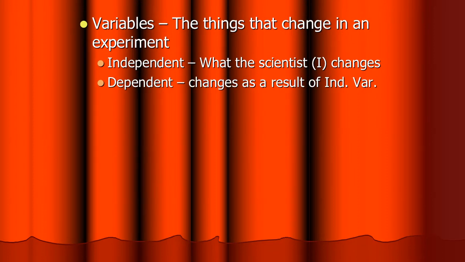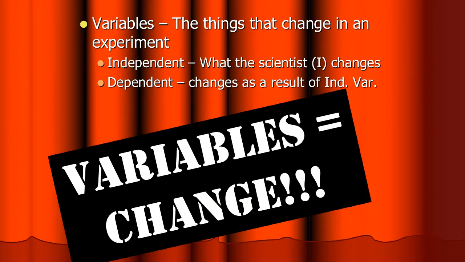And then there's a dependent variable. The dependent variable changes as a result of what happens with the independent variable. So this is the thing that kind of changes at the end of the experiment. We'll go over these in just a second, but please remember that variables equal change. The word variable means change, so it's always something that is changed in the experiment.